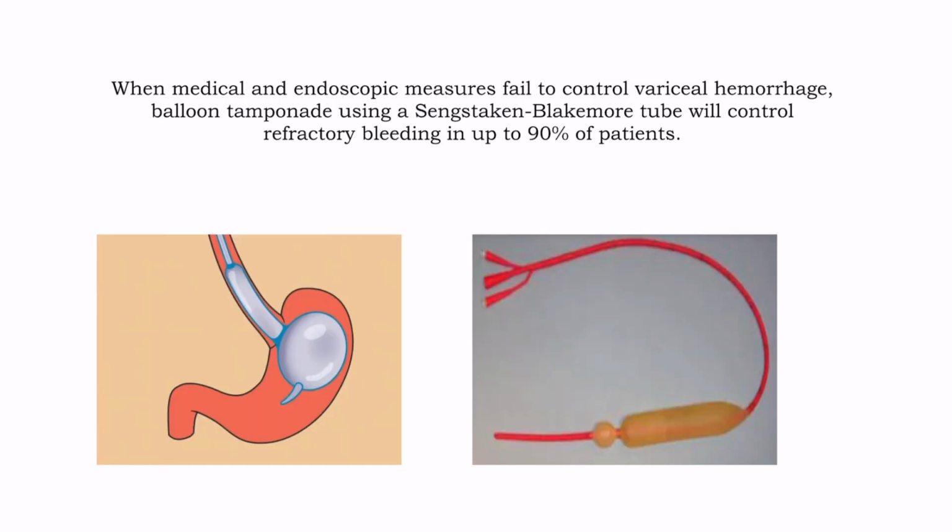What can be done when medical and endoscopic measures fail to control variceal hemorrhage? When medical and endoscopic measures fail to control variceal hemorrhage, balloon tamponade using a Sengstaken-Blakemore tube will control refractory bleeding in up to 90% of patients.